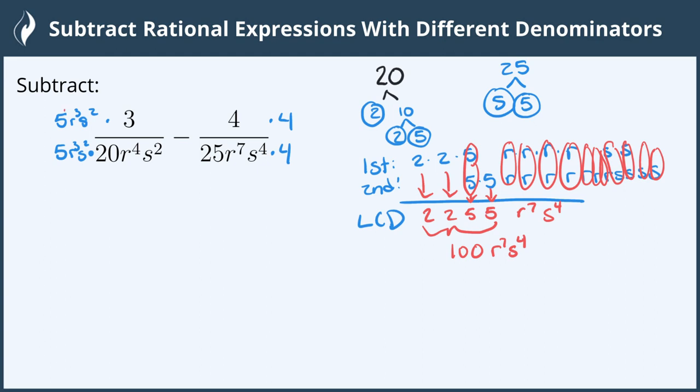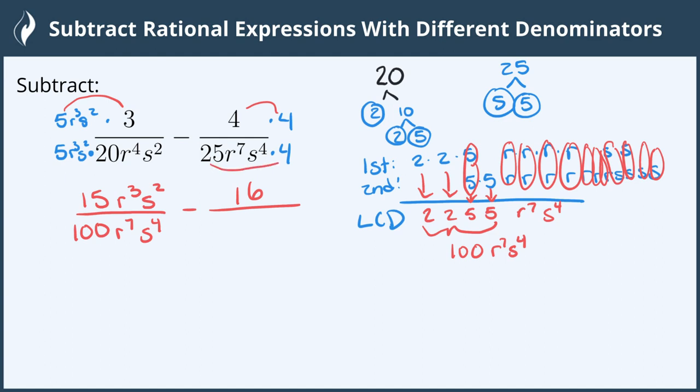So on the first one, we have 5 times 3, which gives us 15 r cubed s squared. Then for the denominator, we have 5 times 20 is 100. R cubed times r to the 4th is r to the 7th. And s squared times s squared gives us s to the 4th. Now for the next one, we have 4 times 4, which is 16. And then 4 times 25 is 100. And we have r to the 7th, s to the 4th.